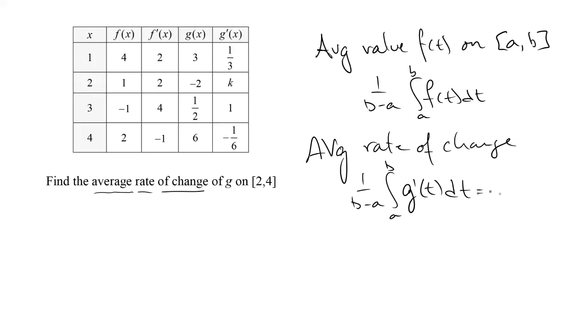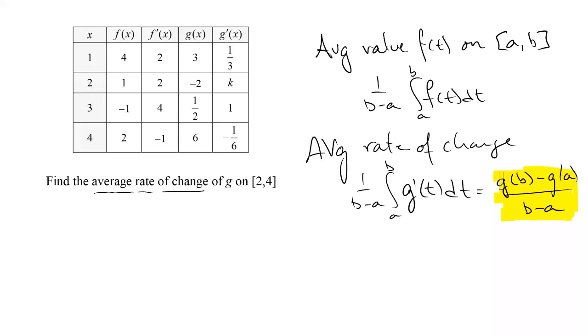Taking that a little bit further, you would see that the antiderivative of g prime of t would be g of t, and we would evaluate that from a to b, giving us g of b minus g of a, all divided by b minus a. And this right here is nothing new. You've probably been doing this for years.